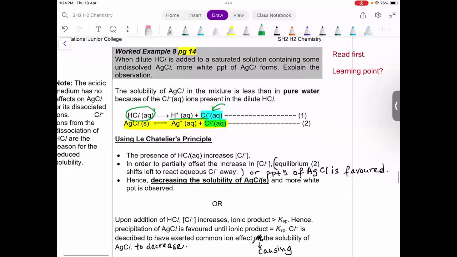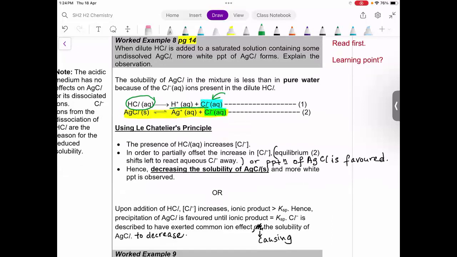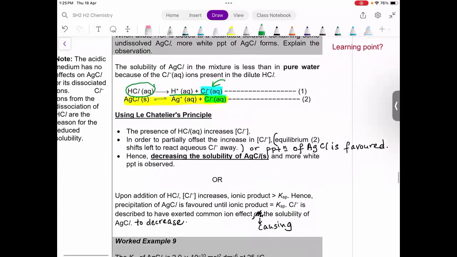How to respond to this disturbance? According to Le Chatelier's principle, to partially offset the increase, it will favor the left side of equilibrium 2. Or you can say that it will shift left to react aqueous chloride away. Or you can say precipitation of silver chloride is favored. There are many ways of talking about it, so it depends on which way you like.